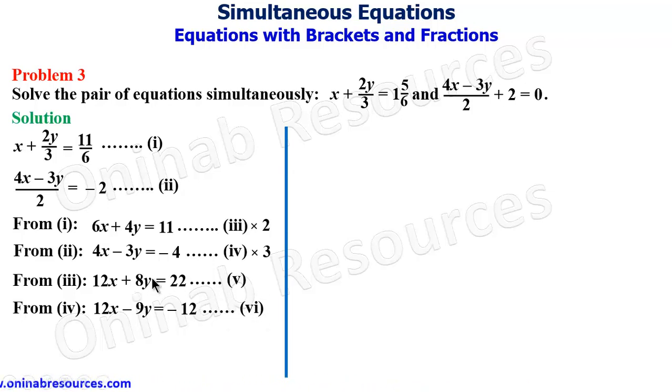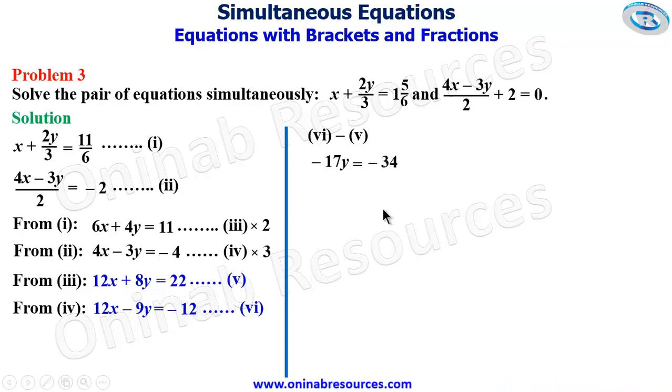So what we do now is we are concentrating on equations 5 and 6. Then what operation eliminates x? So we say equation 6 minus 5. 12x minus 12x, x is gone. Minus 9y minus 8y gives negative 17y is equal to negative 12 minus 22 gives negative 34. So dividing both sides by negative 17, y is equal to 2.